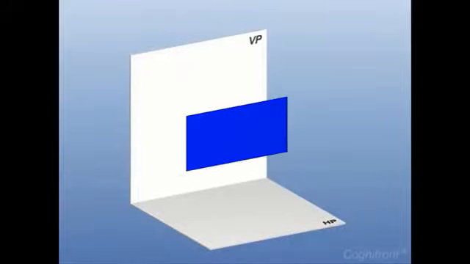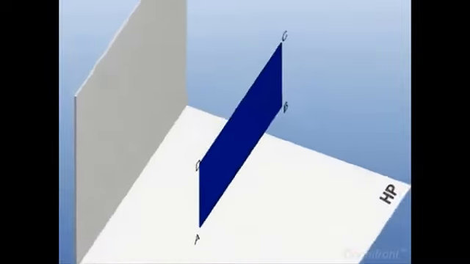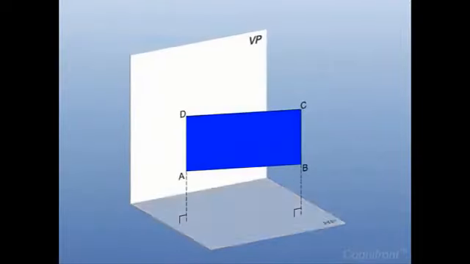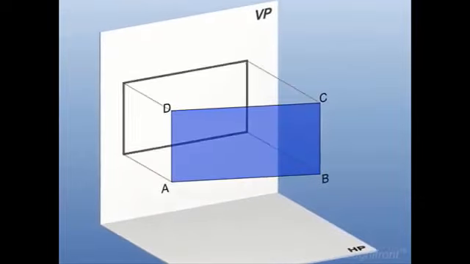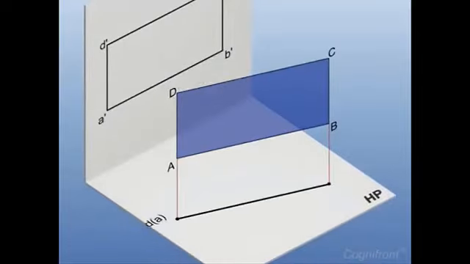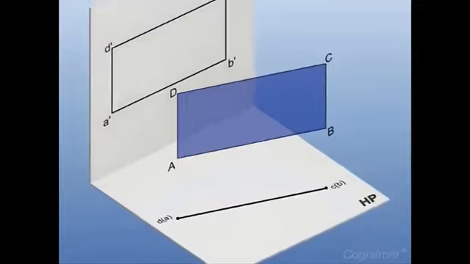Now consider another case where the plane ABCD is located in the first quadrant as its surface is inclined at angle theta to VP and perpendicular to HP. As we can see, the front view is A dash, B dash, C dash, D dash and the top view is DACB. Let's illustrate its construction in detail.